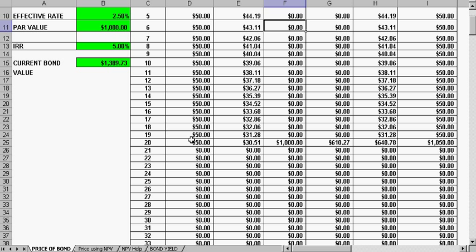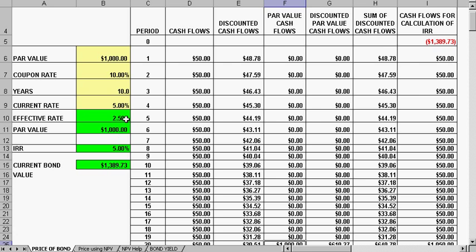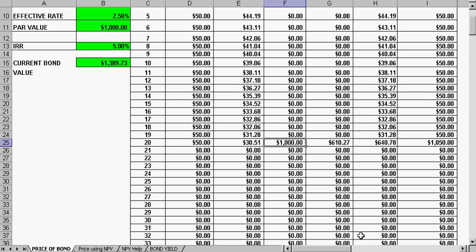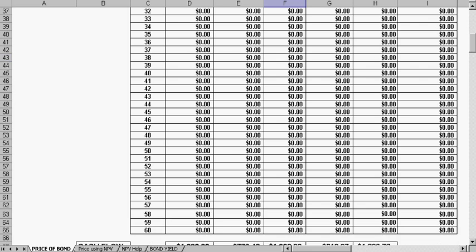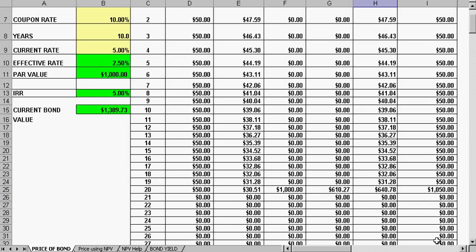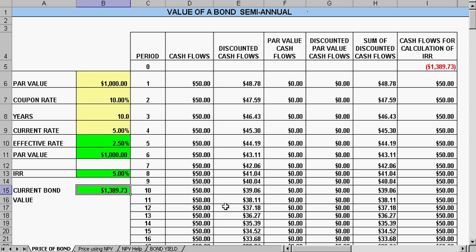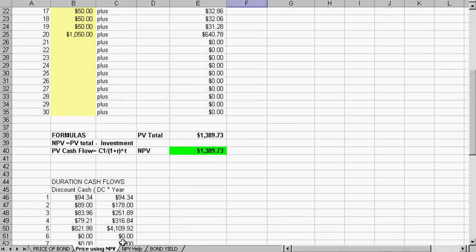Once again, at the end of the 20th payment, 10th year, we add the $1,000 and discount that. And we're discounting that by the same 2.5%. So this bond would be worth $1389.73. That's what this bond is worth at 5%, which makes sense because since it's below the 10% mark, it will have higher value. If the current rate was 11%, the bond would be worth less than $1,000. Let's stay with the 5%.